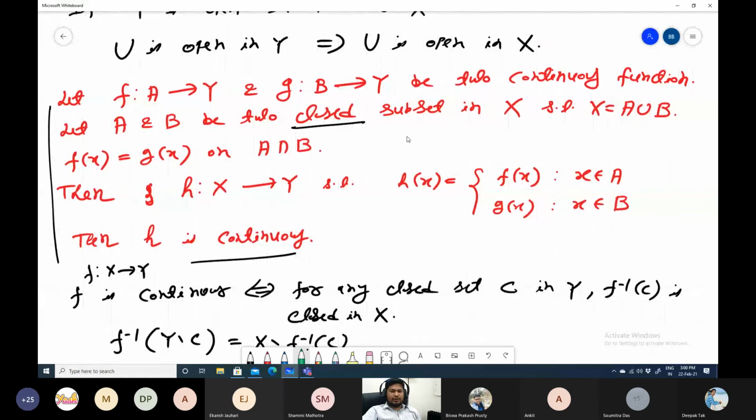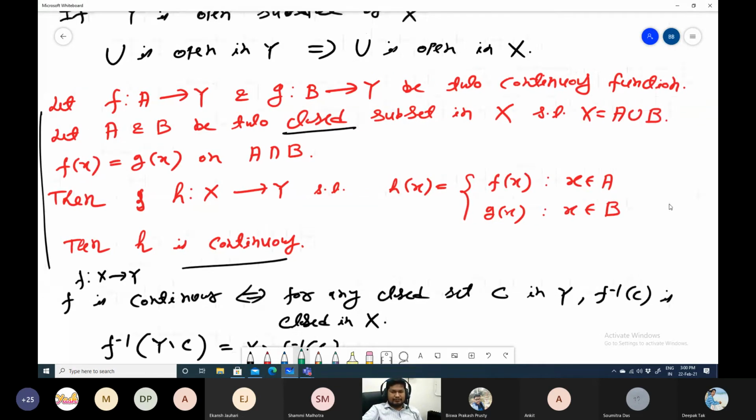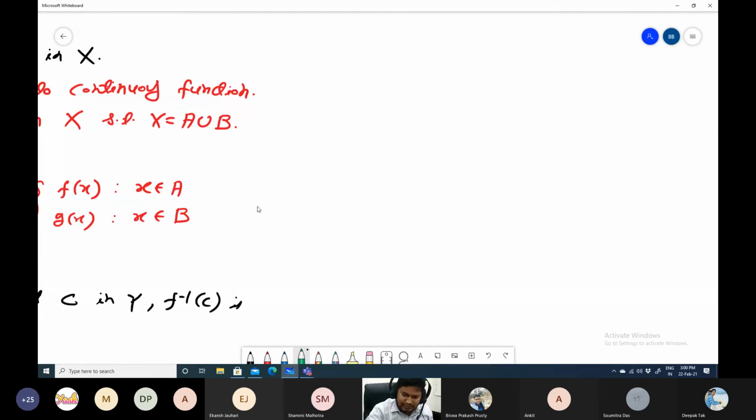Good. Now we will prove this one. Now what we will take? We will take C. Now the proof is simple. We take a closed set C in Y. Then H inverse of C will be F inverse C union G inverse C. Now F inverse C is closed in A, and A is closed in X. So therefore F inverse C is closed in X. Similarly G inverse C is also closed in X. So therefore their union is closed. So H is continuous. So we just proved this here.